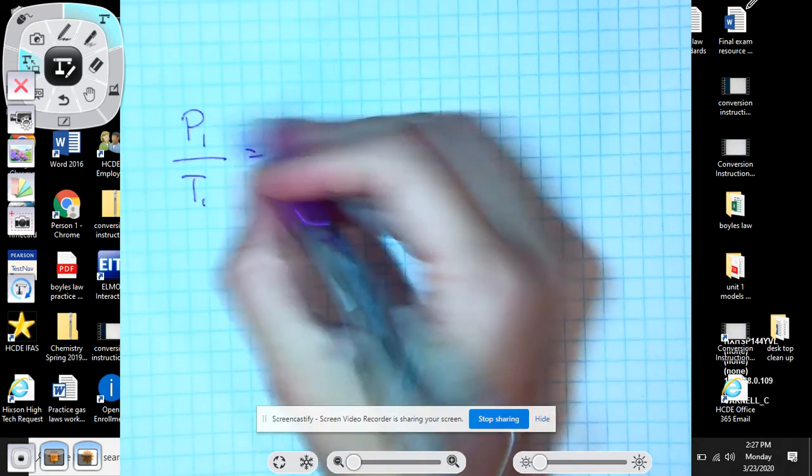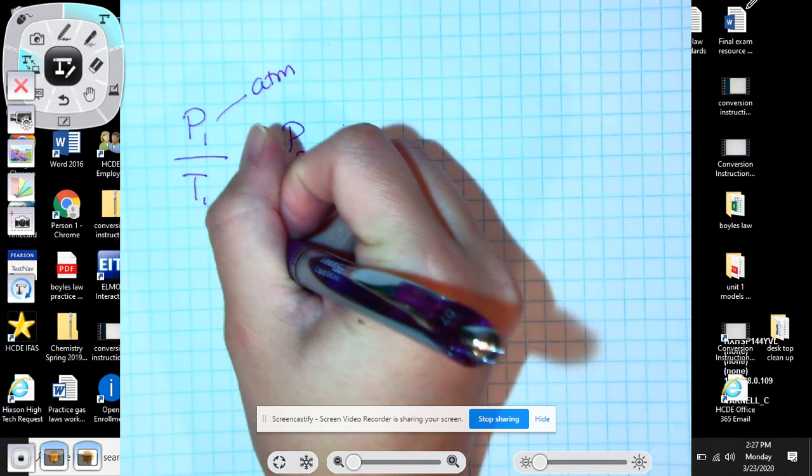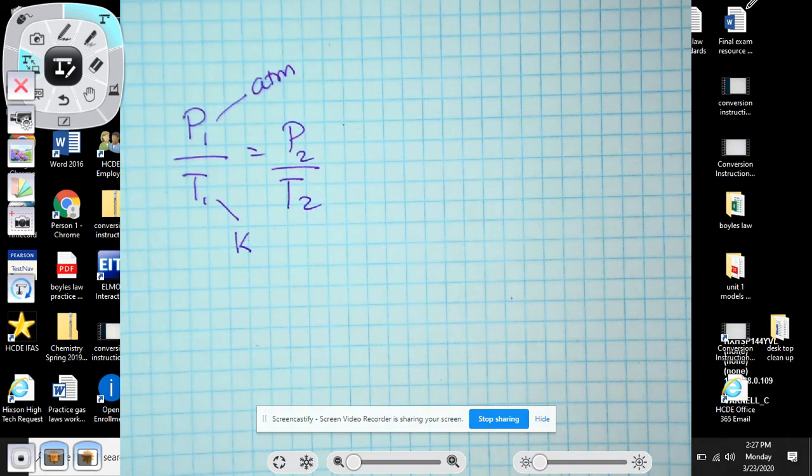All right, so P is pressure, that's in atmospheres. T is temperature, which is in Kelvin. So if it's not in Kelvin already, you're going to have to convert it. If it's not in atmospheres already, you're going to have to convert it.